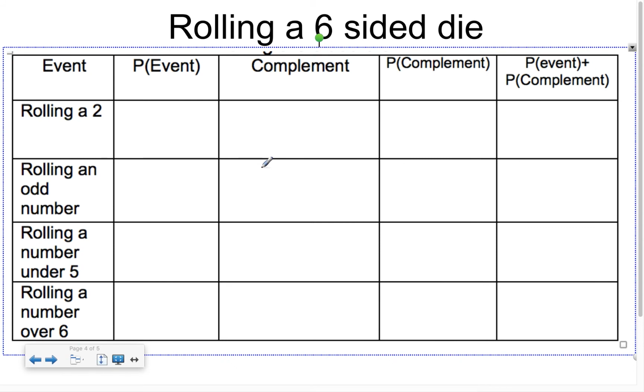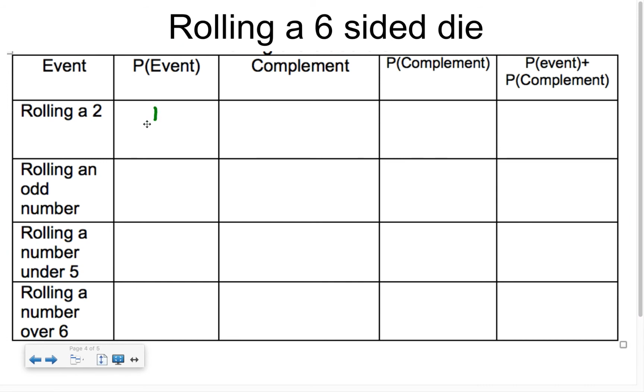So let's look at this table. If the event is rolling a 2, if we're looking at a six-sided die, the probability of the event is 1 out of 6. There's only one 2 out of the 6. The complement, rolling anything but a 2. So rolling not a 2. Right, so it could be a 1, it could be a 3, 4, 5, 6. So the probability of the complement is going to be 5/6. And the probability of the event plus the probability of the complement is going to be 1. 5/6 plus 1/6 is going to be 1.